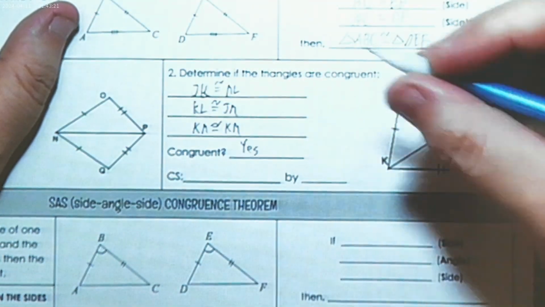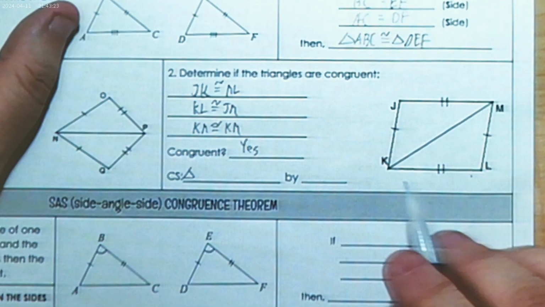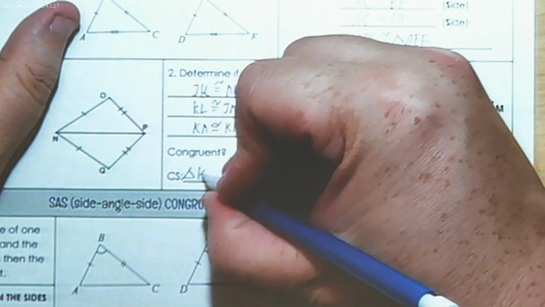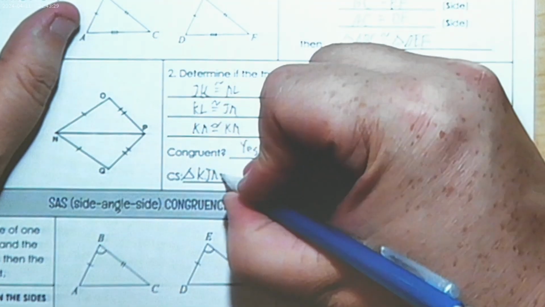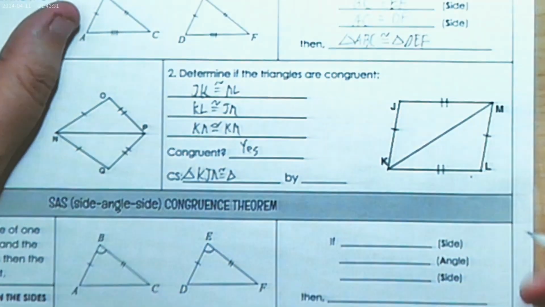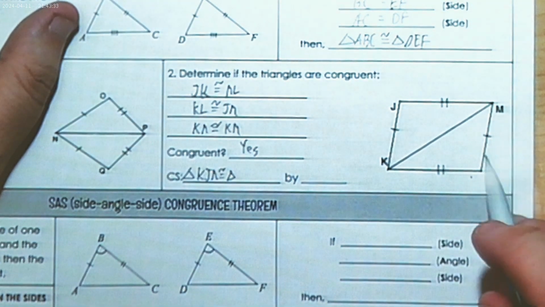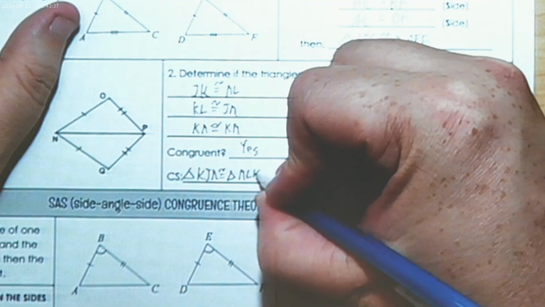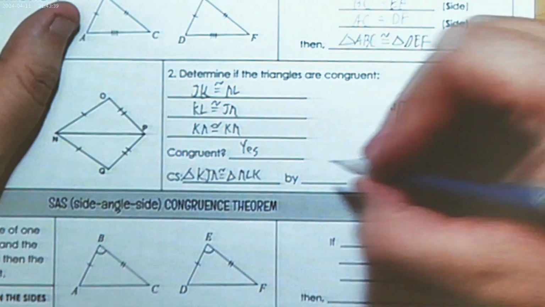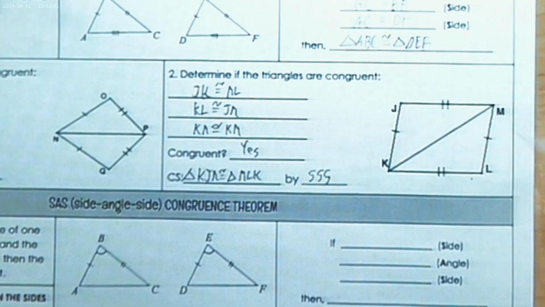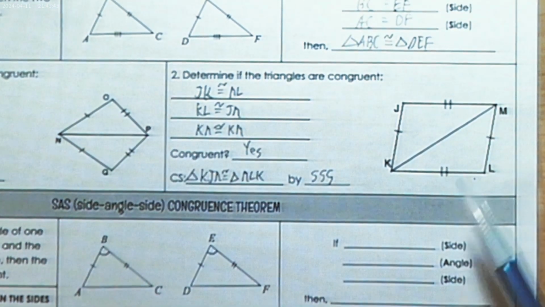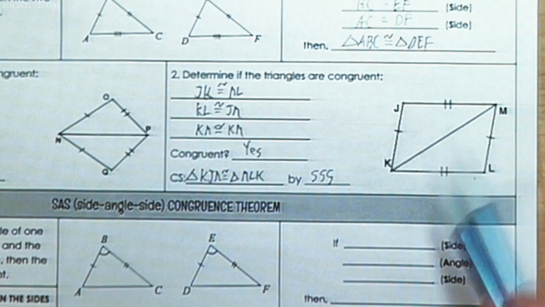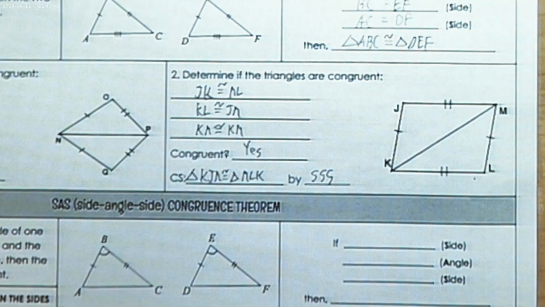Yes, and I'm so happy. So the congruency statement, I'm going to say triangle KJM is congruent to triangle MLK, there we go. Oh, I forgot, by side-side-side, because I proved that they are congruent by pointing out that all three of their respective sides are congruent to each other.